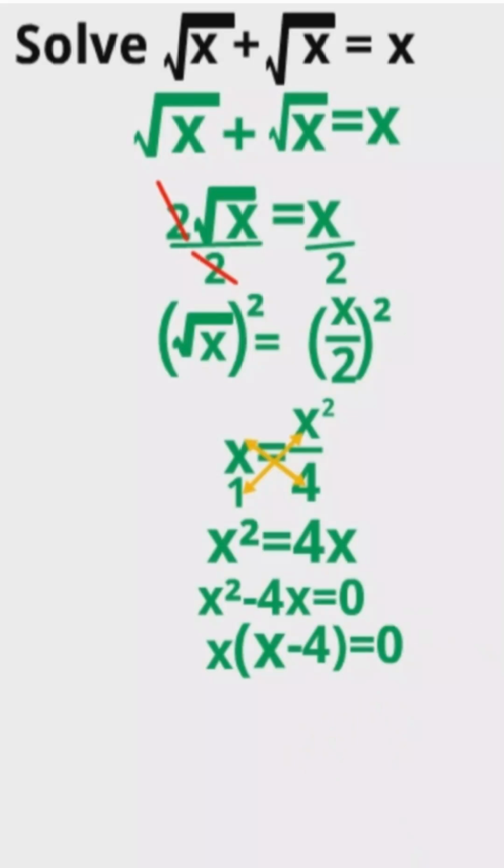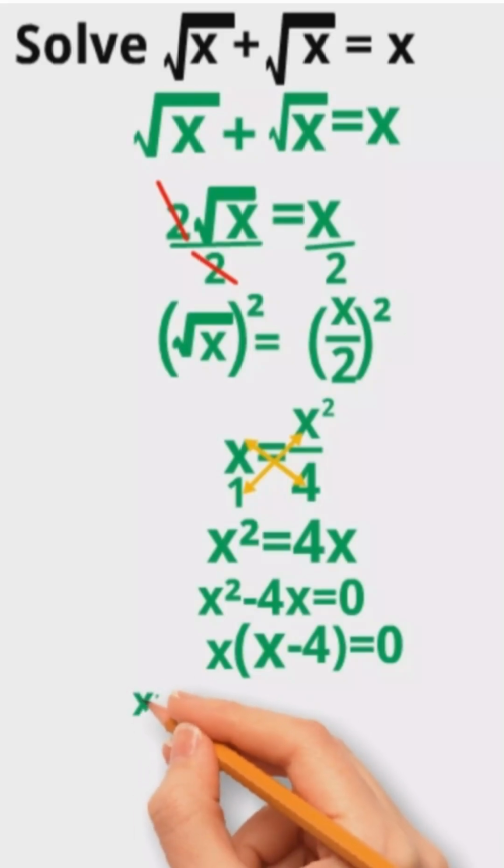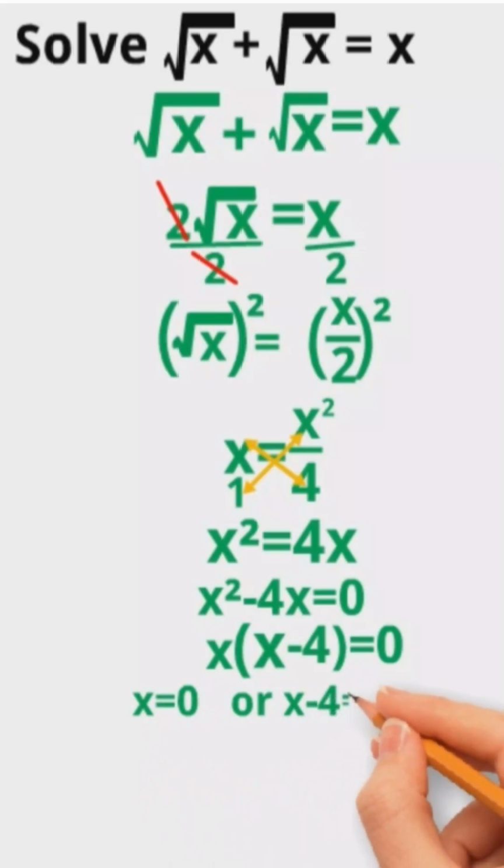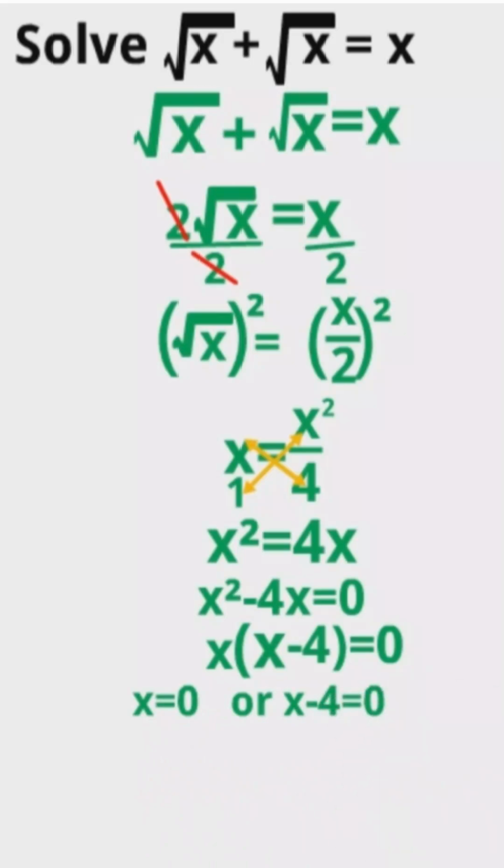From the factors, which are 1, x equals 0, and 2, x minus 4 equals 0. Let's start with 1, when x equals 0. This is simple, as the value of x is 0, so there are no calculations to be done.